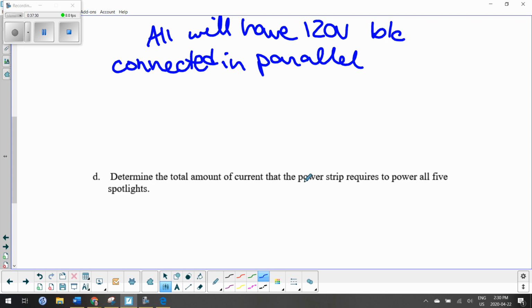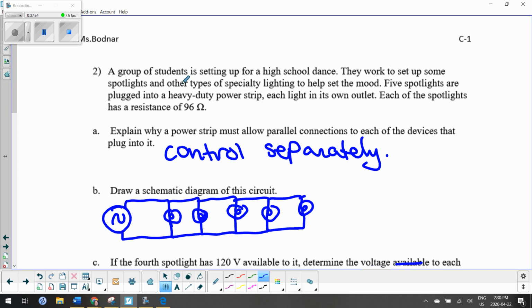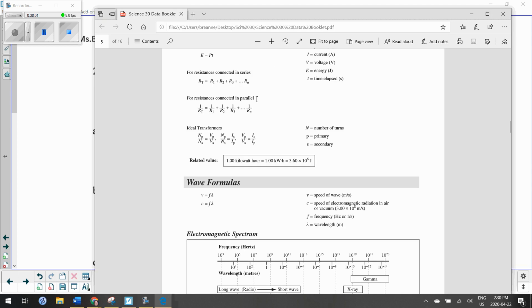Determine the amount of current that the power strip requires to power all 5 spotlights. So we're trying to find current. So current is I, so I equals question mark. My voltage was on the previous question, 120 volts. Now my resistance, I have to figure that out. This is going to require some thought and math skills. Each bulb is 96 ohms, but they're connected in parallel, not series.